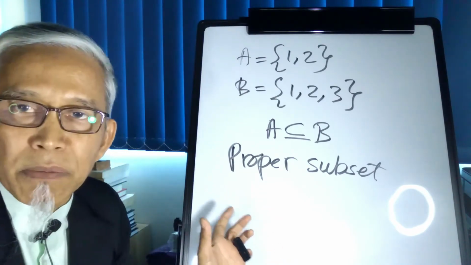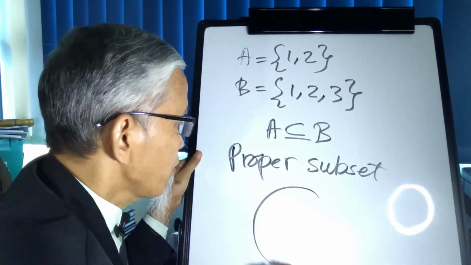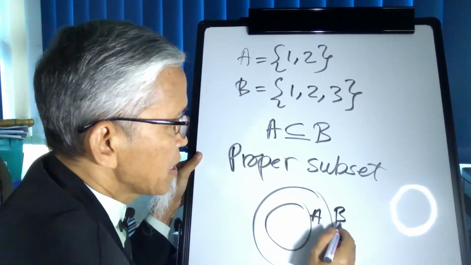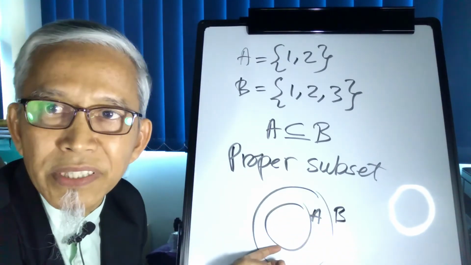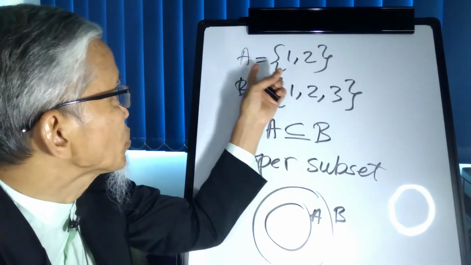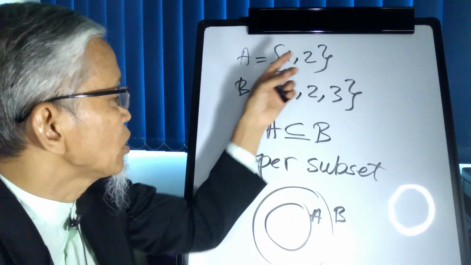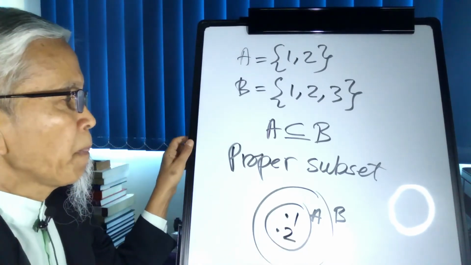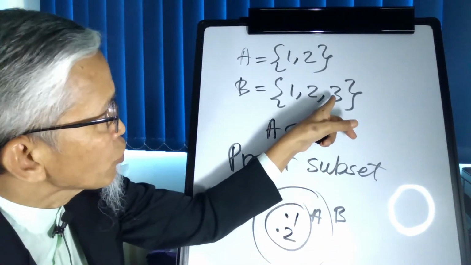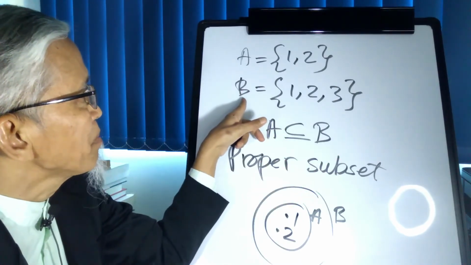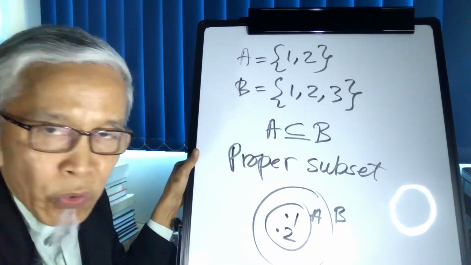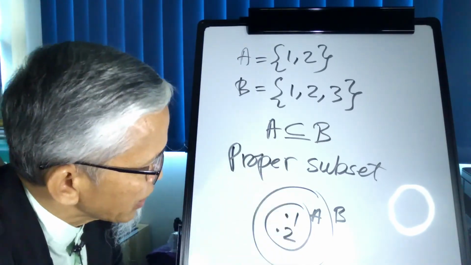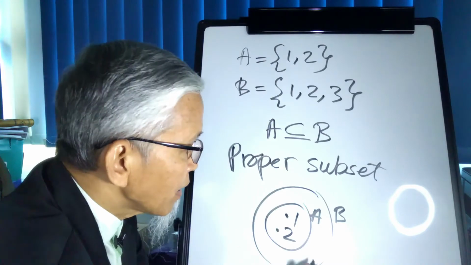If we write this in terms of a Venn diagram, A is inside. This is A, and this is B. If we want to include the elements also, set A consists of 1 and 2, so we have 1 there, we have 2 here. There is one element, 3, that is in B but not in A. So where is 3 supposed to be written? In which area in this Venn diagram? Yeah, it's supposed to be here.